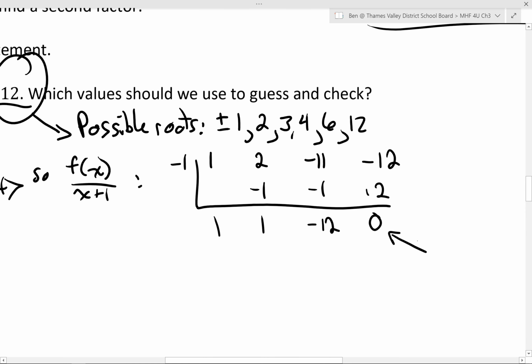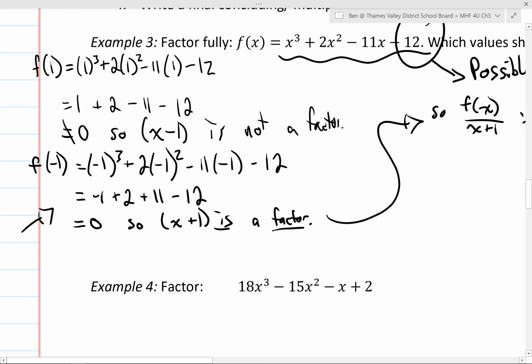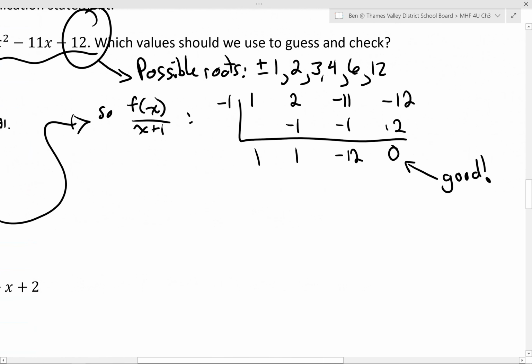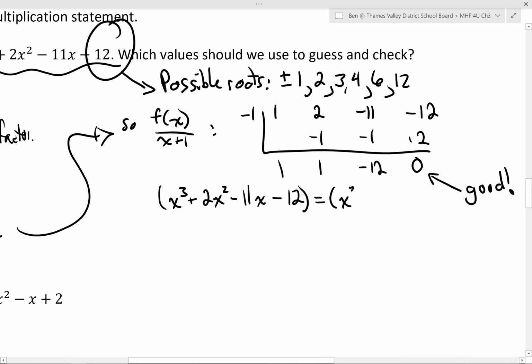Since I found this equals 0, that's good. That confirms that I performed appropriate arithmetic to determine if it is a factor. Great, so it is a factor. Now I can put together my concluding statement, where I'm working with my dividend x cubed plus 2x squared minus 11x minus 12 equals my quotient, which is x squared plus x minus 12, times my divisor, which is x plus 1.